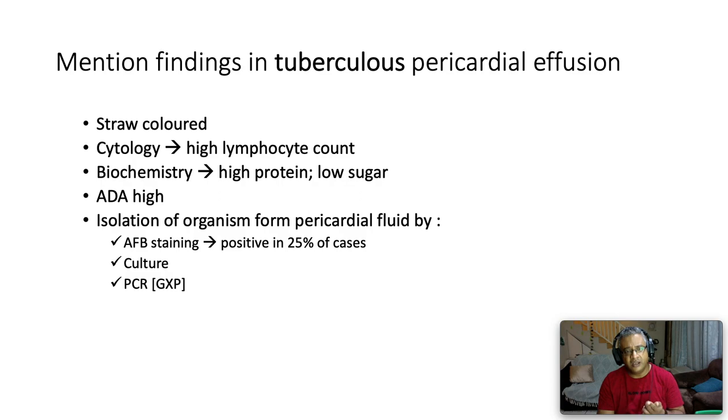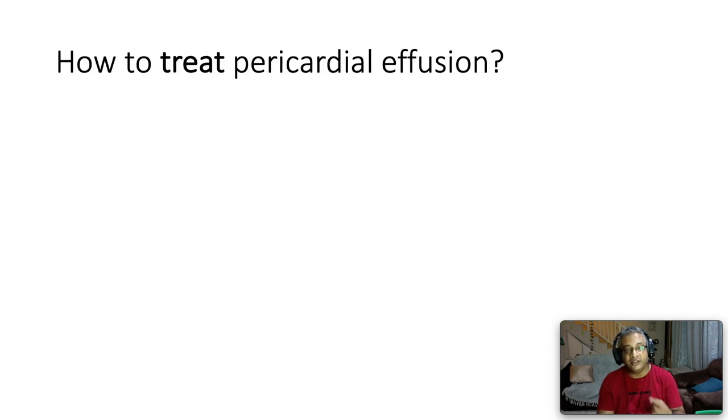Culture, and of course, the gold standard is GeneXpert, where you do a PCR and you see the actual DNA of TB. Remember that to increase your yield on the fluid, the pericardial fluid, or any fluid, even pleural fluid or ascitic fluid, you can ask the lab to spin it down. You spin it, you centrifuge it, and then you analyze the supernatant, right? That will increase your yield substantially.